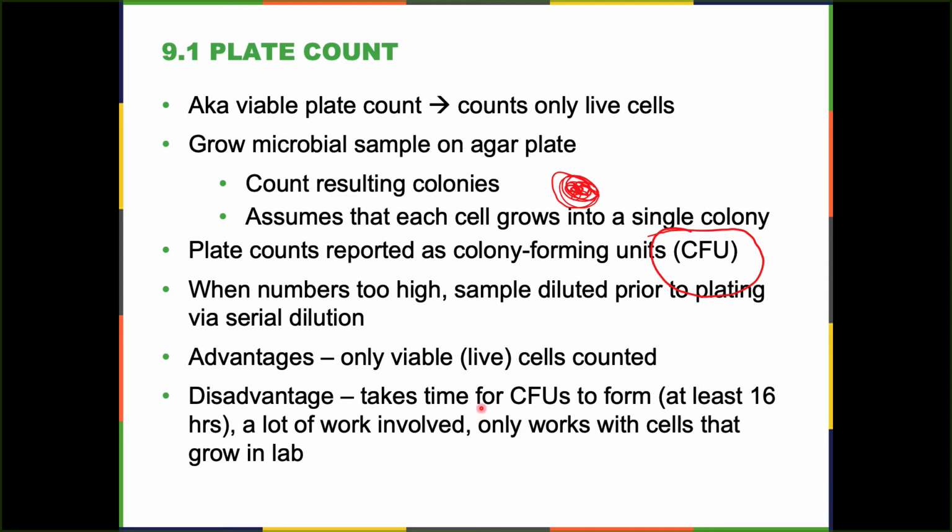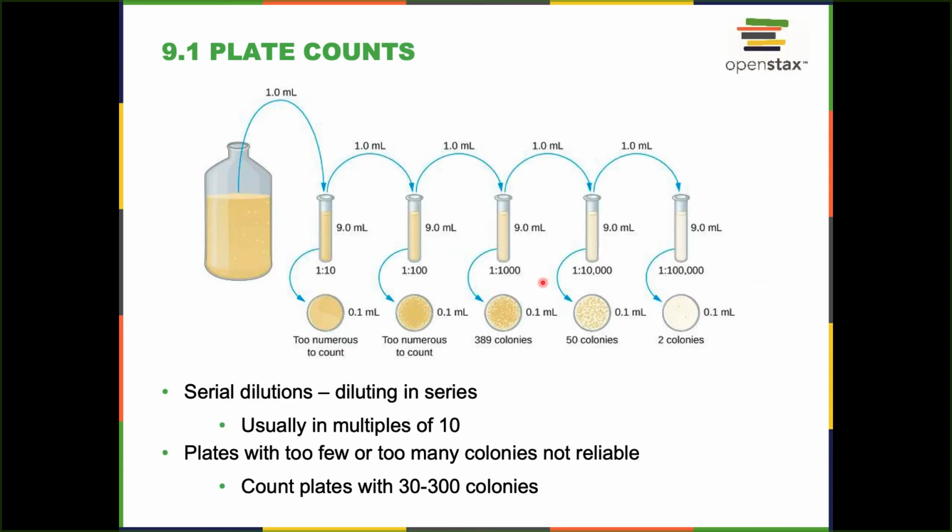It's a lot of work involved, as we will see, right? And it only works with cells that grow in a lab. You have to be able to have conditions in which the cells will grow. If you have cells that don't grow in a lab environment, you can't use a plate count, right? So let's get back to this lot of work involved, right? Oftentimes cell numbers are really high, and when they're very high, we have to dilute them, right? And what does diluting mean? Yeah, we have to lower the count prior to plating because there's only so much space on an agar plate, right? So here's a figure, right? We have our bacteria growing in liquid media, and then what we end up doing is we take 1 ml of this and mix it with 9 ml of water.